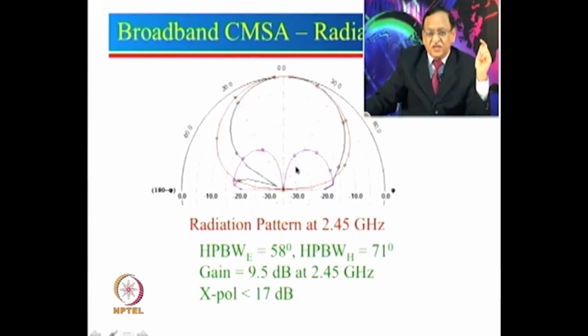So if you see here, this cross polar is nothing but corresponding to the probe radiation. Since h is increased, the probe is acting as a more efficient monopole antenna, and hence this component has increased. But other than that, results are pretty good.